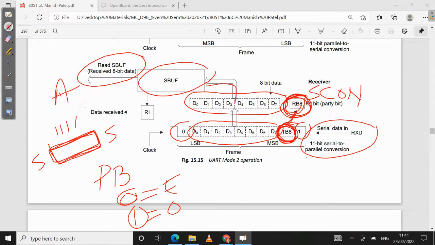So if your number of ones are odd, then your parity bit will be 1, and if your number of ones are even, your parity bit will be 0. So this ninth bit will be taken during the transmission. It will be taken from TB8, and while reception, that TB8 bit will be copied in RB8 of SCON register.